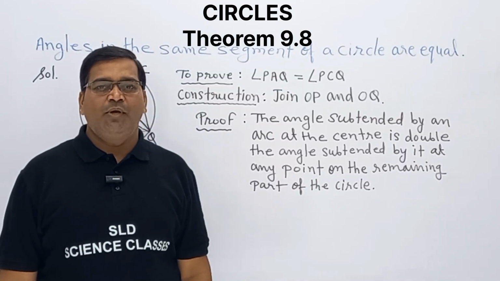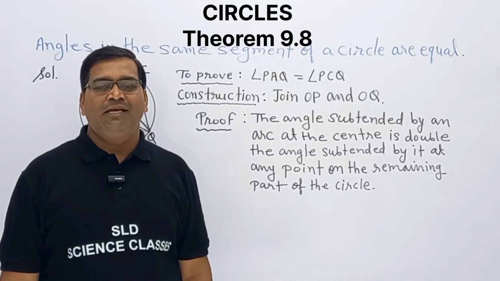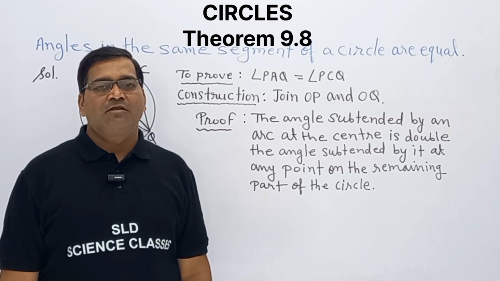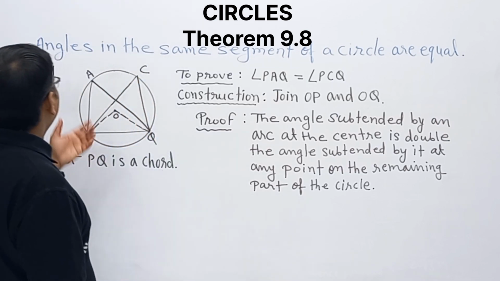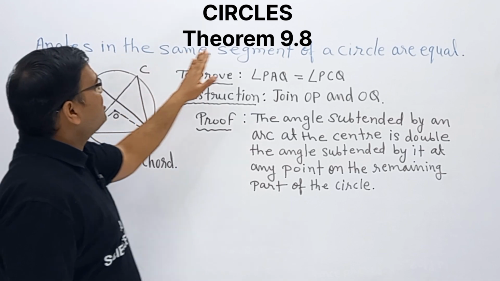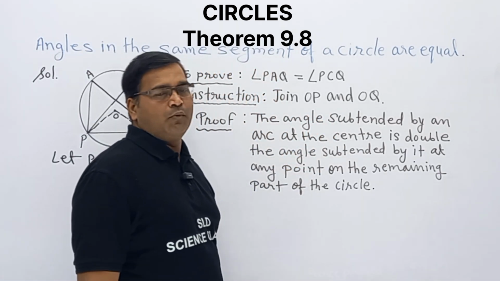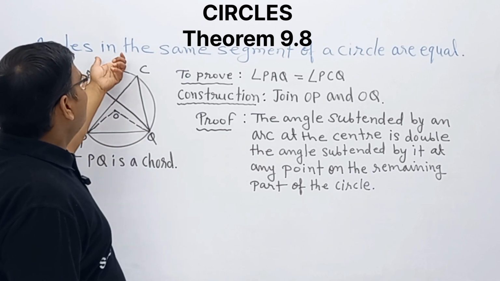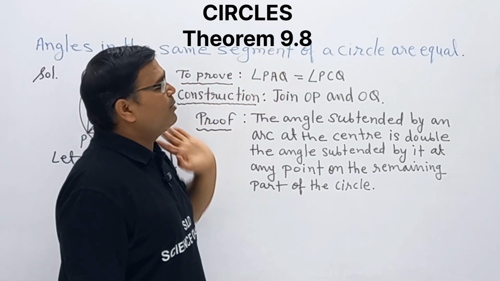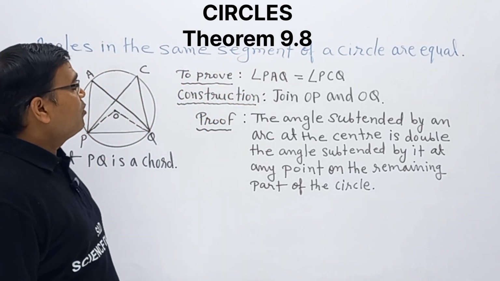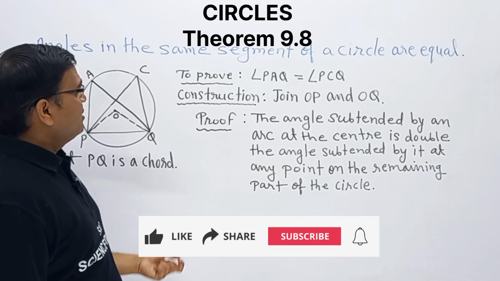In this class, we are going to discuss Theorem 9.8, Chapter 9, Circle. Observe this theorem: angles in the same segment of a circle are equal. What? Angles in the same segment. What about the same segment?